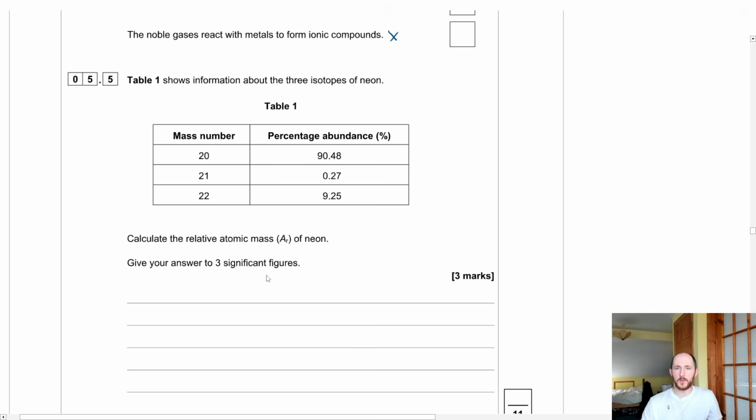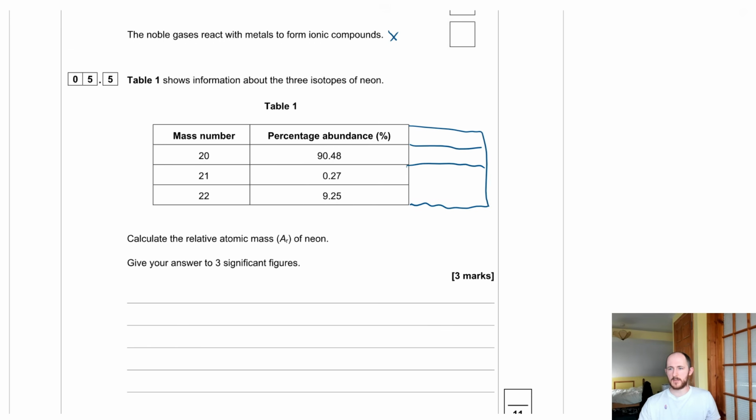Well, all you do is, it's kind of like working out a mean from a table, in the sense that what you do is you take the mass number and you times it by each abundance, okay? And that's the key thing here. So let's quickly do that. So if we add a new column to our table, we're going to times the percentage abundance with the mass number.